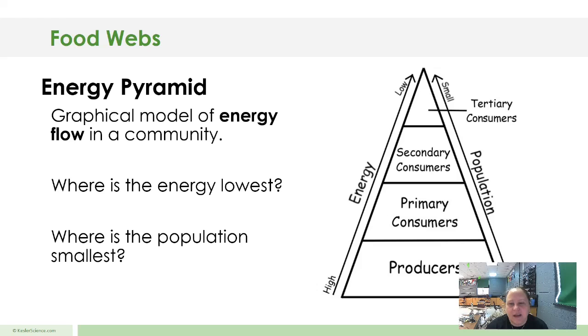And then we finally make it to the top where the tertiary consumers are. These are animals that can pretty much eat about anything. They're very low in energy, so it takes a lot of food to get the energy they need throughout the day, and also the population is smaller. Because if you think about humans being a tertiary consumer, we have a lot more plants than people in this world.